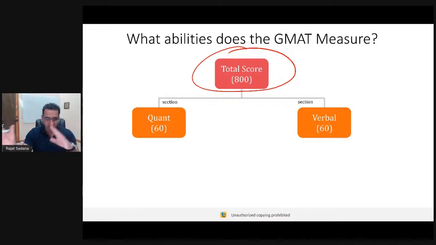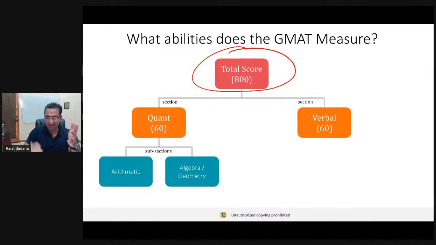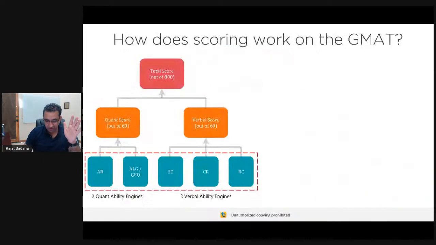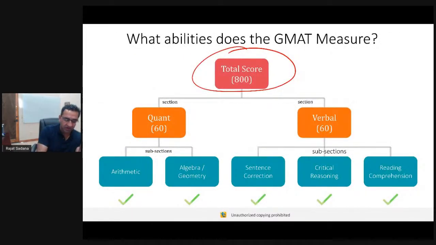Your score of 800 is divided into your quant and verbal scores out of 60. Those quant and verbal scores are divided into, on the quant side, 2 abilities, which are out of 60 as well as out of 100. And on the verbal side, you have 3 abilities, SC, CR, and RC, which are out of 60 and out of 100. Okay, so really important over here, this is out of 60 or 100.